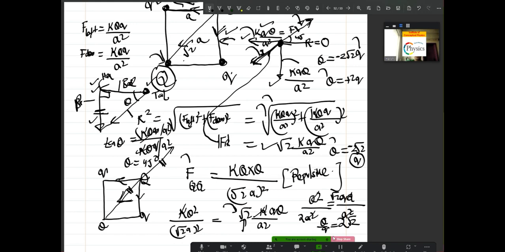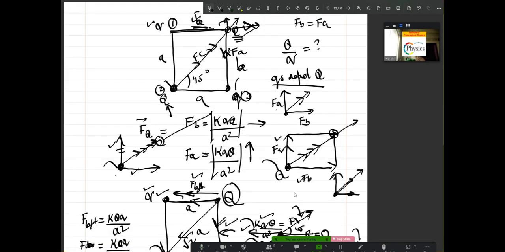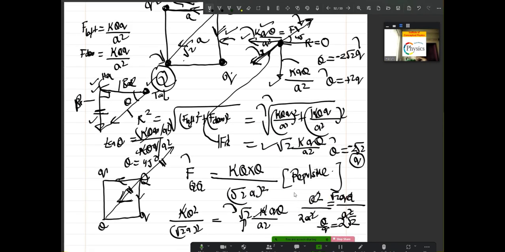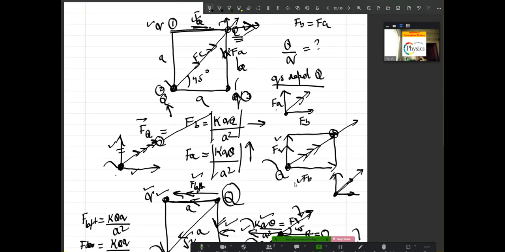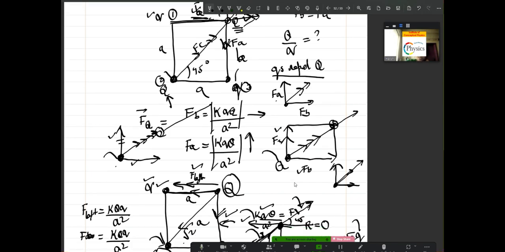Got it. If you understand vector, then 50% of physics is done verbally. I just did this to explain you stuff, nothing more than that. There was nothing in this. I could have done this in 1 second, but I wanted to give you a perspective how to think like a vector resultant. Next one.